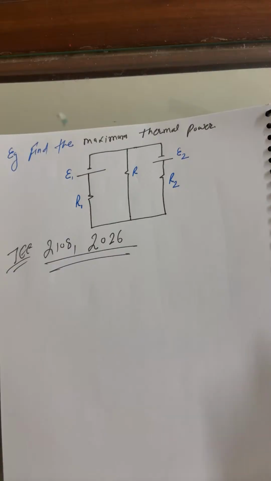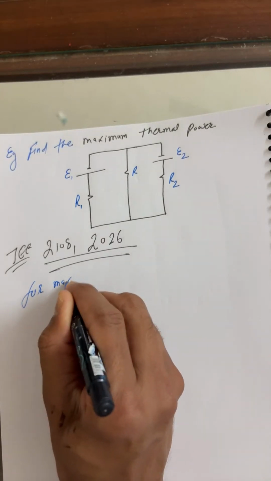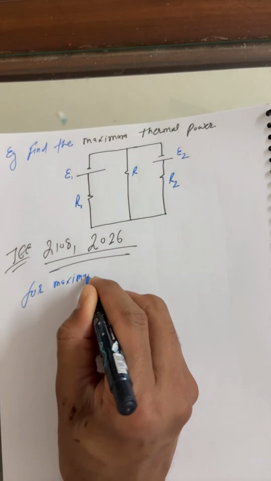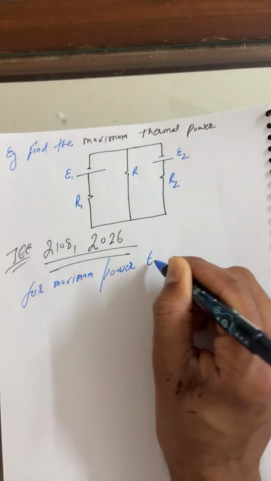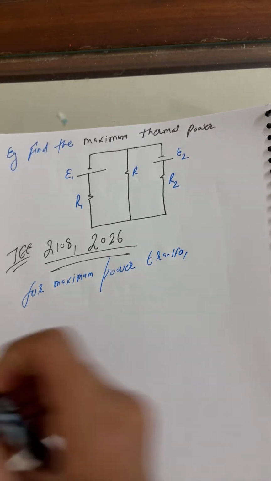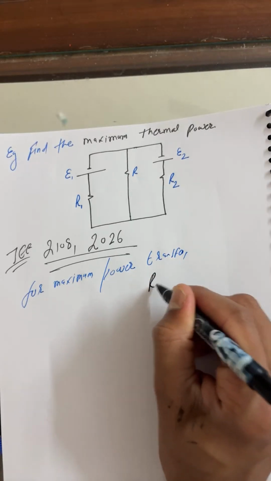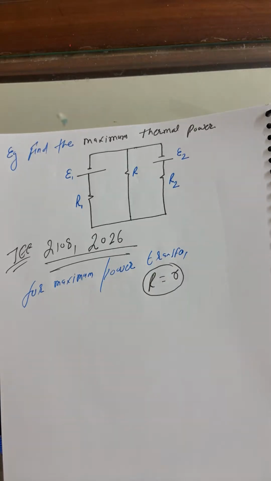I hope all of you remember it. For maximum power transfer, students, you can write R is equal to R. I hope all of you remember. Yes, beta, correct here. Okay, fine.